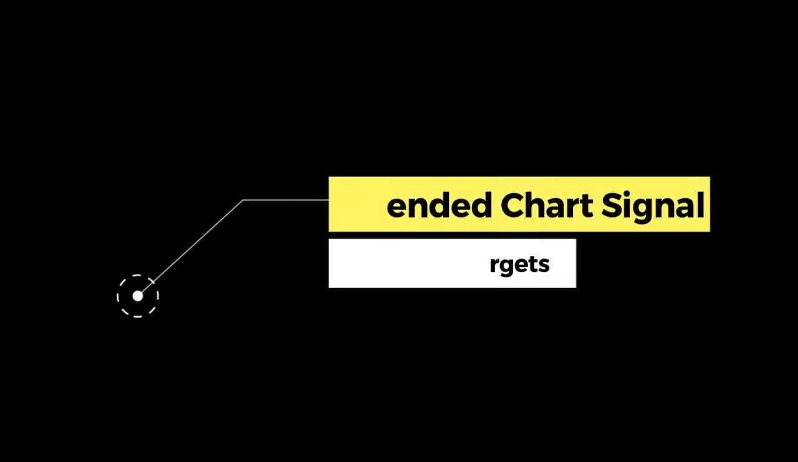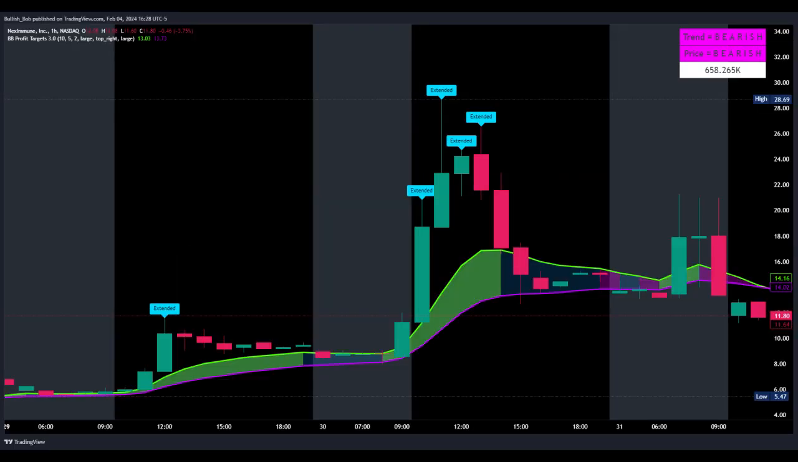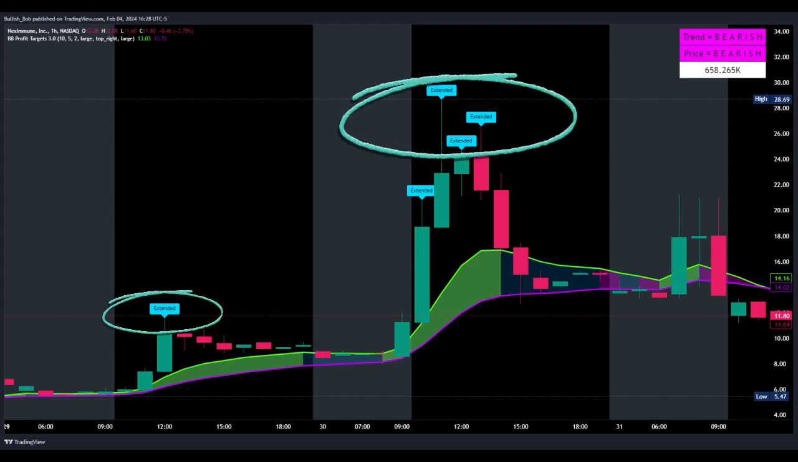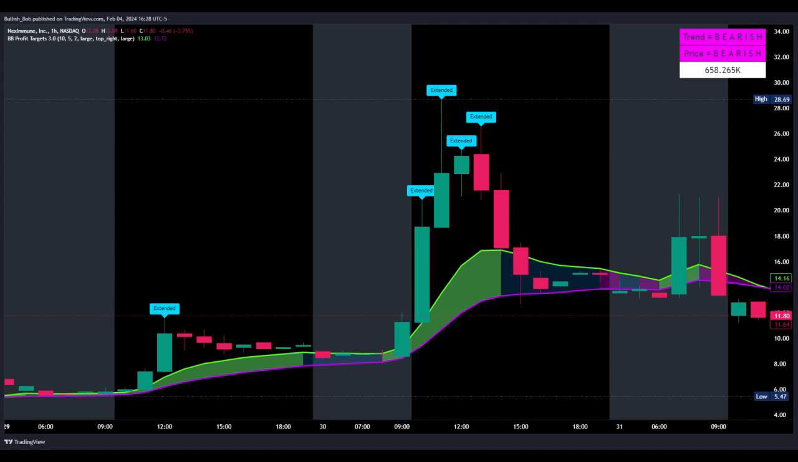Extended chart meaning. Whenever the price is extremely extended, we'll see these chart alerts show up. This means if I have not secured my profit yet, this would be a great idea to do so, as the chart is extremely extended and should pull back.